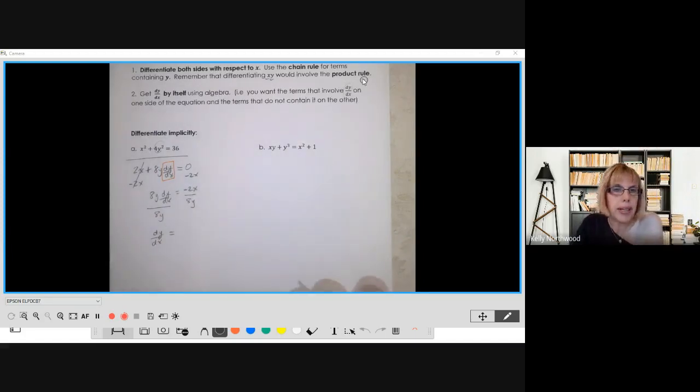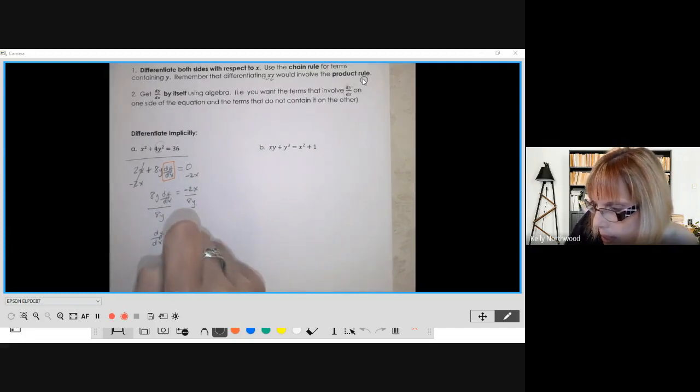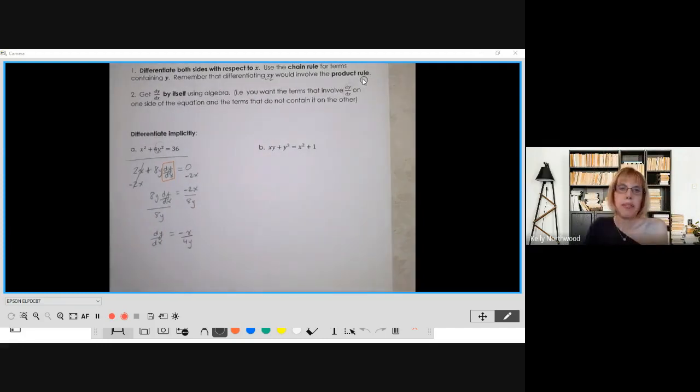I'm not going to deduct marks if you don't do that. For some reason, simplifying implicit differentiation questions doesn't seem to be a thing. I just kind of automatically do it, especially if it's an easy simplify, but you're not required to. So that would be your answer. Y prime or dy by dx is negative x over 4y.